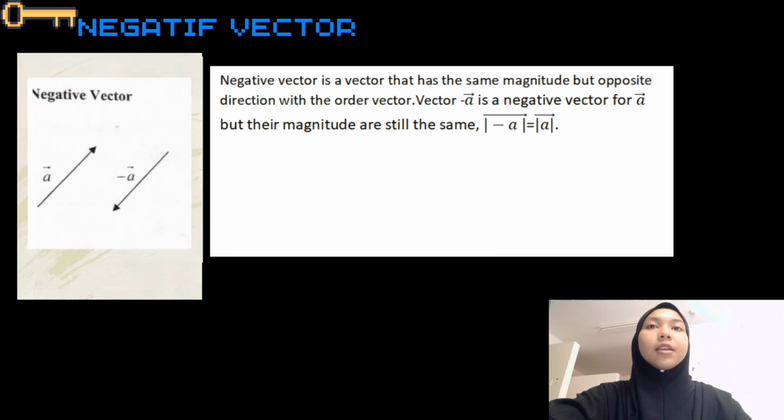Fourth point is negative vector. This opposite arrow shows the negative vector. Negative vector is a vector that has the same magnitude but opposite direction to the other vector. Negative vector is the negative vector for A, but their magnitudes are still the same. Modulus of negative A equals modulus A. That's all from me. Thank you.